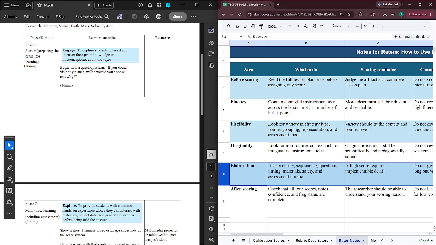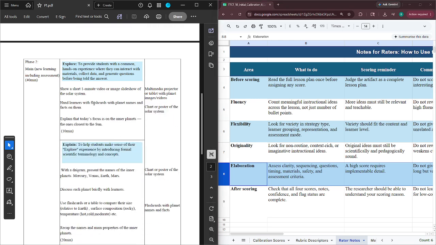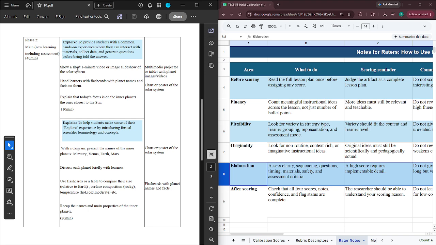Here it starts with some questioning, right? If you could visit any planet, which would you choose and why? So it's about planet choice. So one for fluency, right? Then I go to the next phase. This one shows a video, short video. Two, because these are all applicable, right? These are meaningful instructional ideas. So there's another one for fluency.